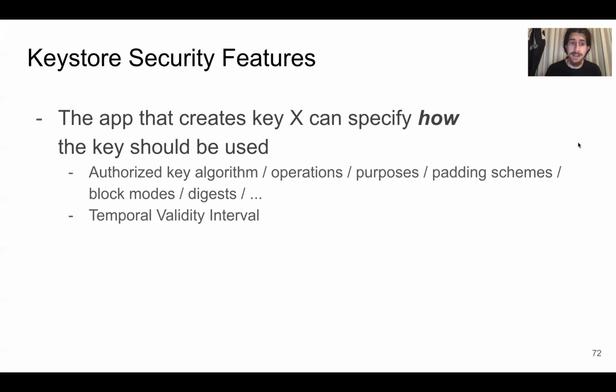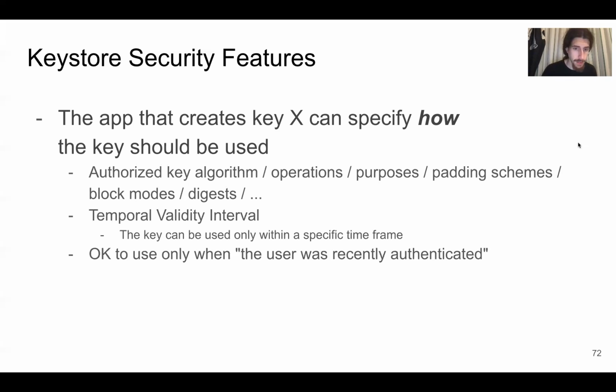You can also define the temporal validity interval. So after a certain point, you cannot use the key anymore. And again, depending on your scenario, this may be a useful thing. If something is supposed to be a one-shot thing, you may want to have an expiration for the key. And then it's interesting that you can say, basically, it's okay to use this key, or you should allow the requesting app to use this key only if the user was recently authenticated. Okay.